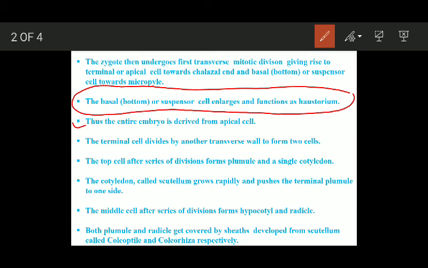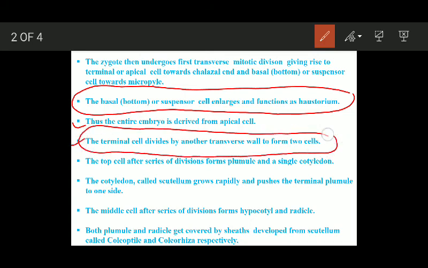But in case of monocots, the suspensor cell has no role in the formation of the embryo. Now what is the fate of the terminal cell? The terminal cell, more specifically the apical cell, divides by another transverse wall to form two cells. The apical cell divides by a transverse wall and results in the formation of two cells.